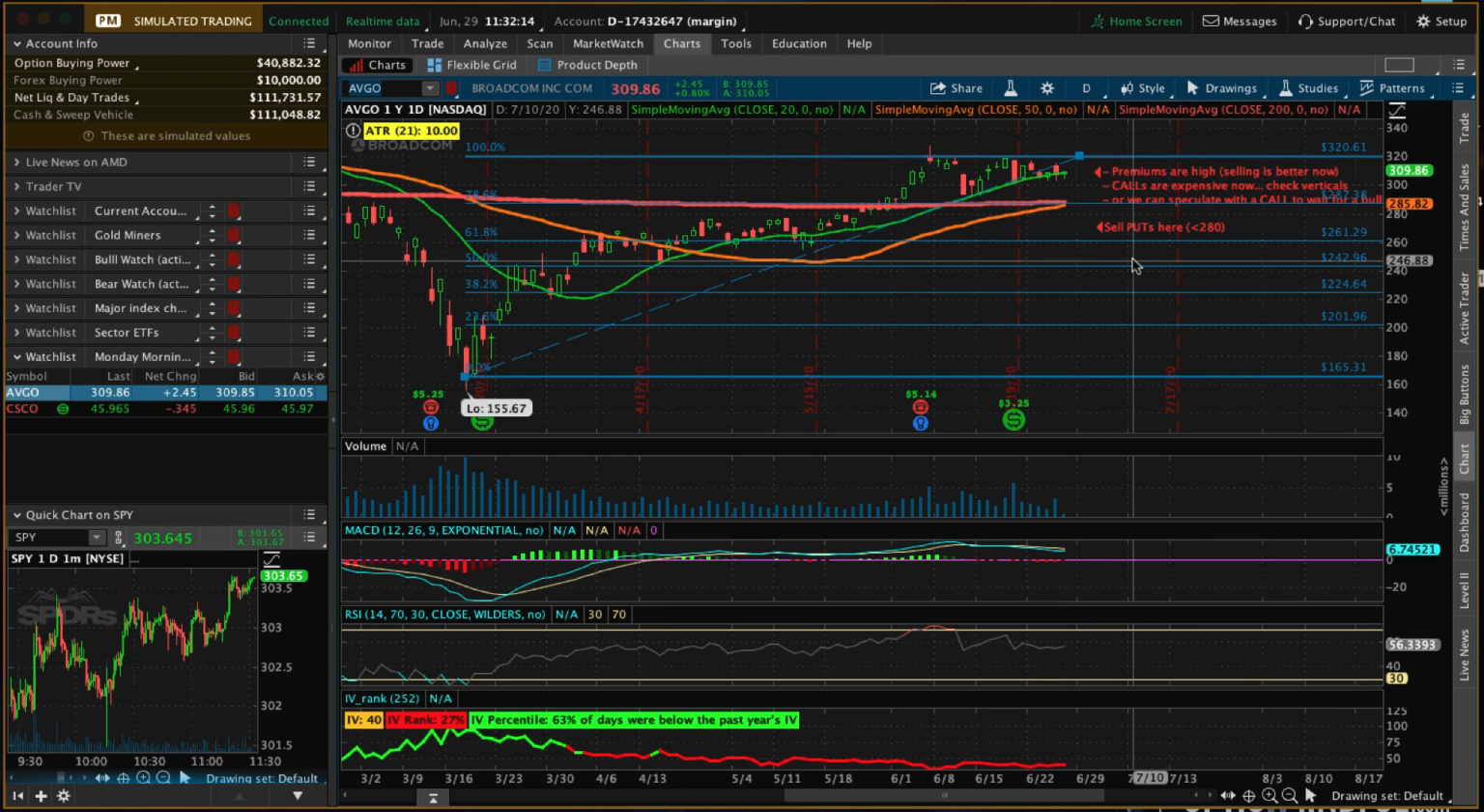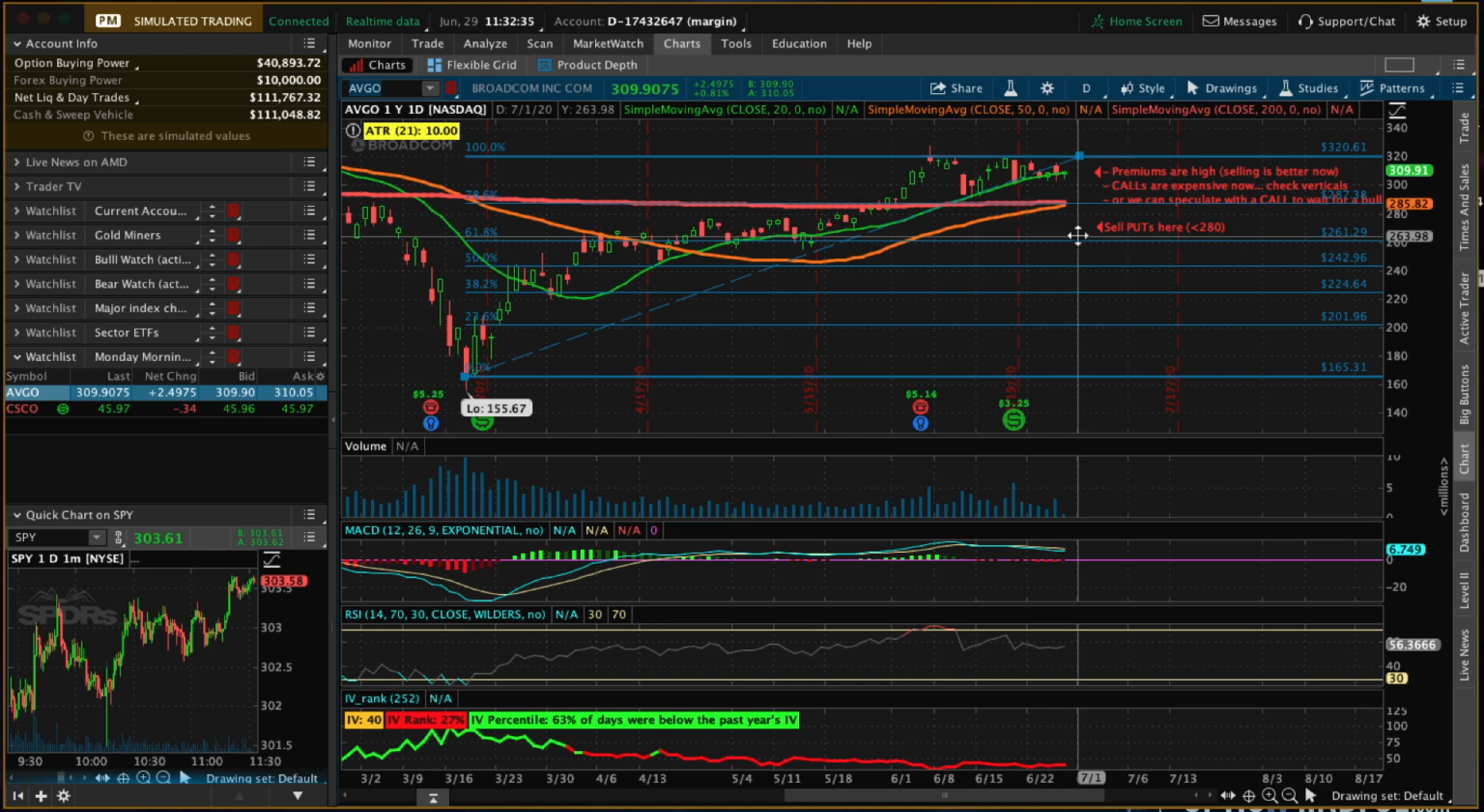Or we could do some kind of speculative other trades, like ratio trades and back ratio trades and so on, if we expect this to go up rapidly. I don't expect this to go up rapidly, especially with these crazy markets right now. It could, but I would rather sell something for a premium.